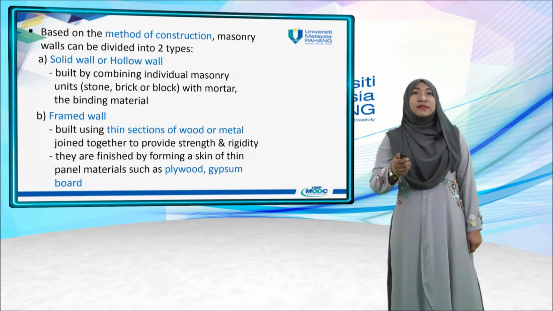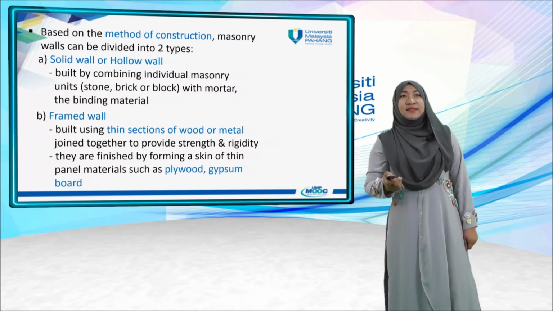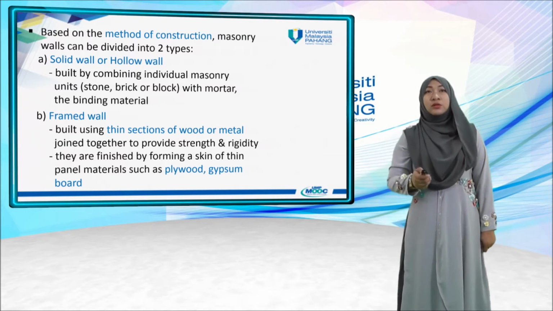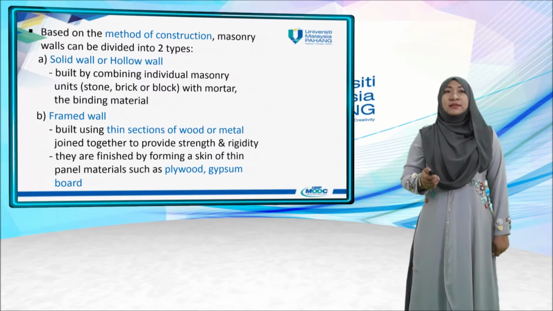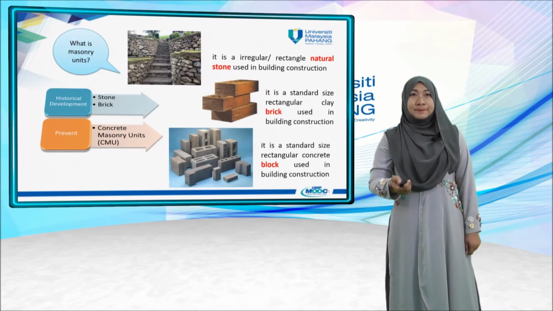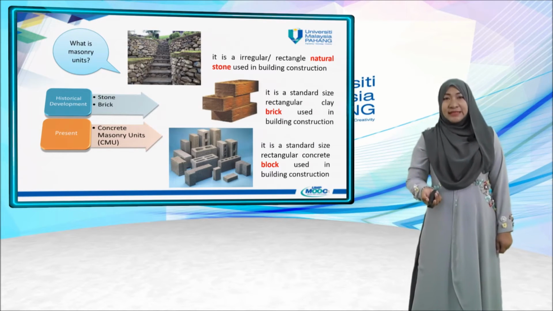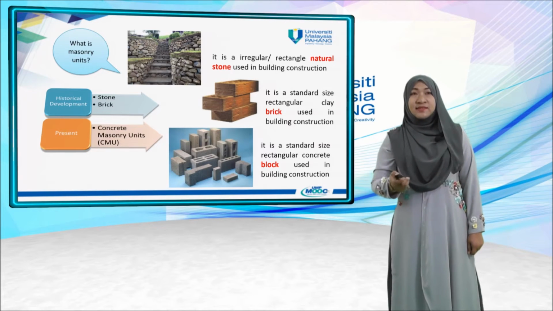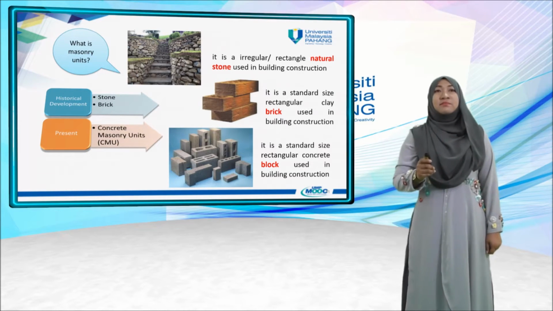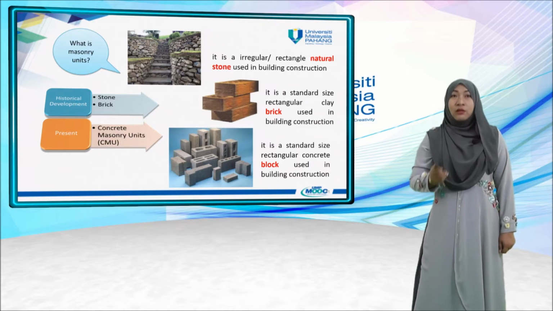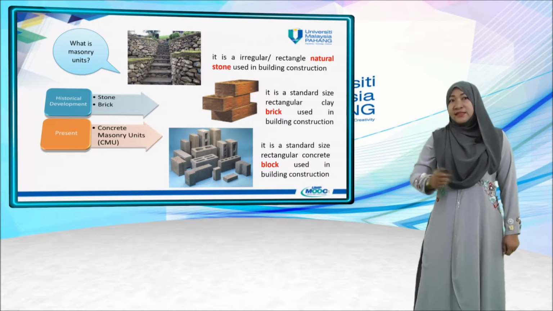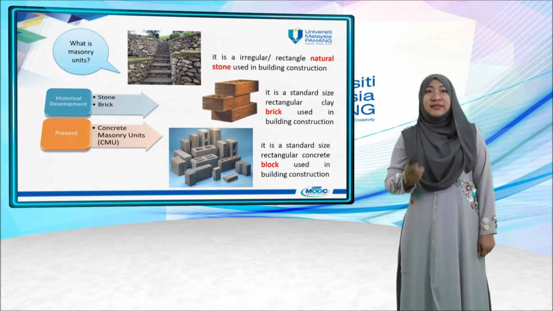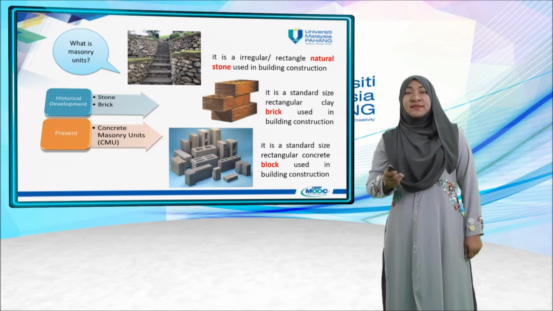Based on the method of construction, masonry walls can be divided into 2 types. Number 1, solid wall or hollow wall, and then frame wall. So what is a masonry unit? Going back to historical developments, masonry units can be classified as stone or brick. At present, we have a new one, which we call concrete masonry unit, or CMU.